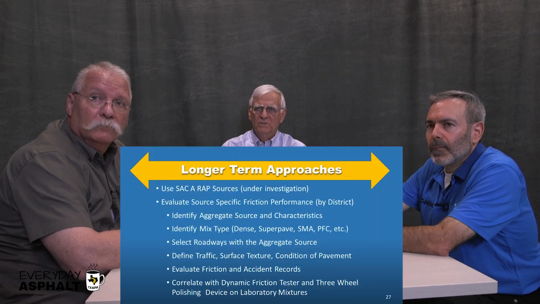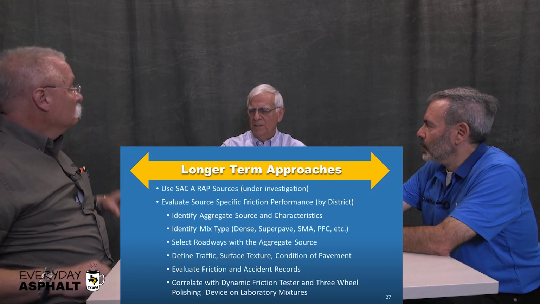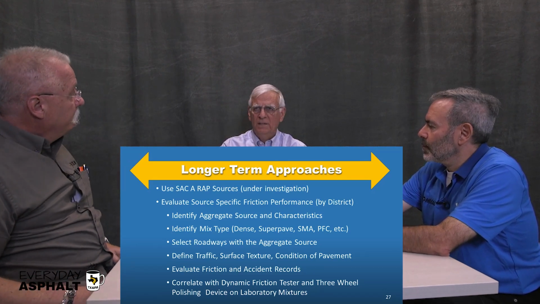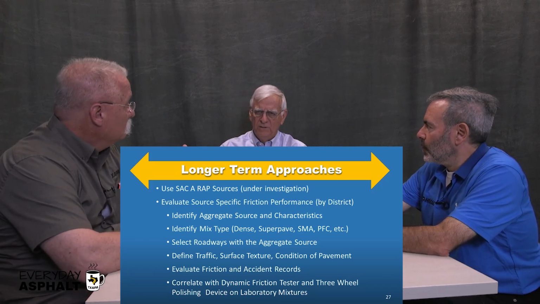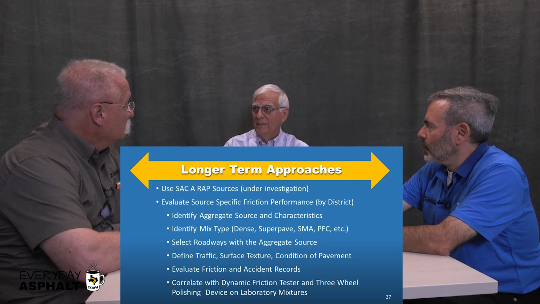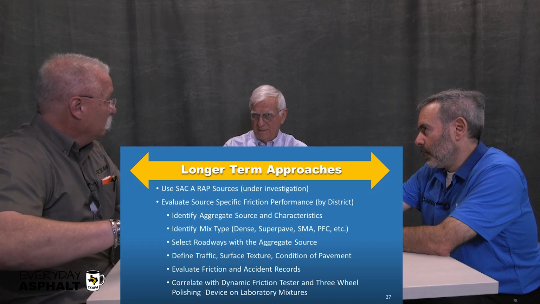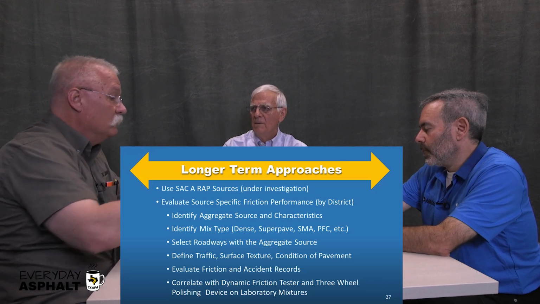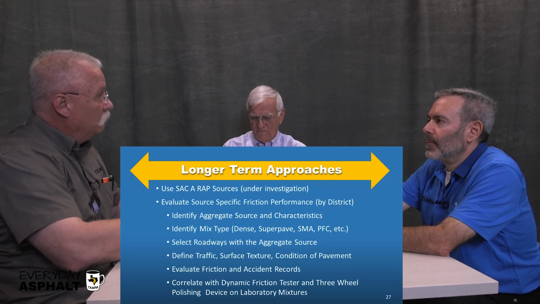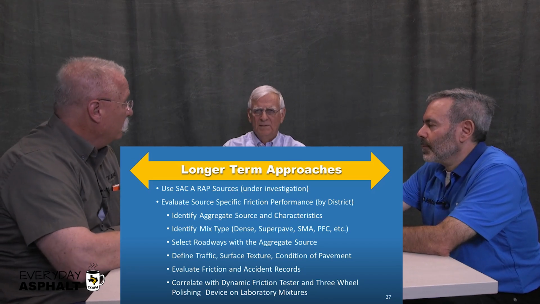A few other things that we can do in the longer term approaches is use SAC A RAP sources. This is presently under investigation. TTI is doing that. The idea is to mill off a SAC A aggregate layer of an existing road and use it as reclaimed asphalt pavement back in the hot mix again. Take that layer off, keep it separate, and then test the properties of this. If that meets, then we can use that as a source of material and put it back in. That work is ongoing. We don't have a final answer on that or a process yet.